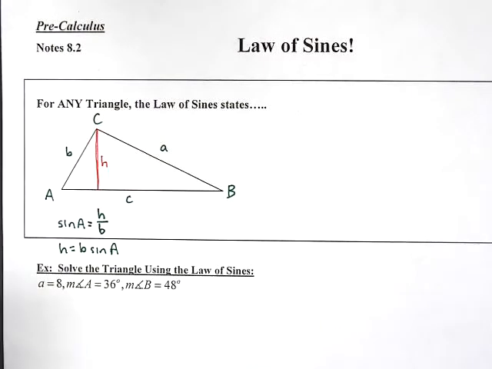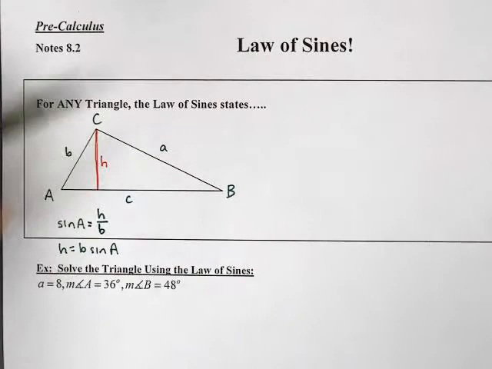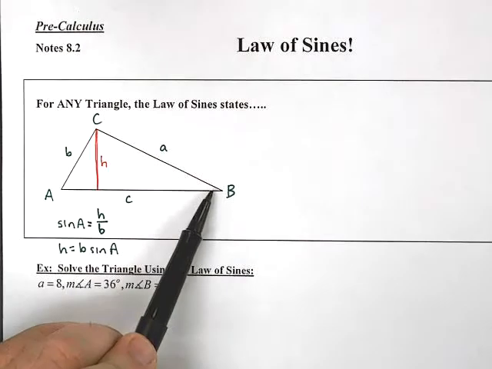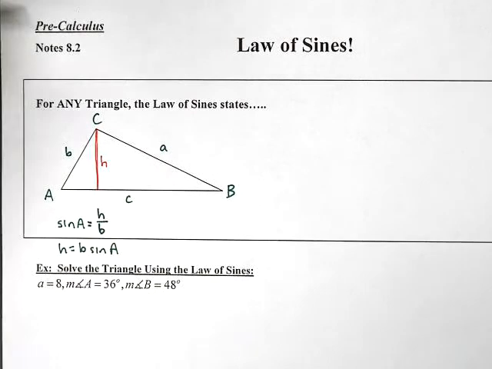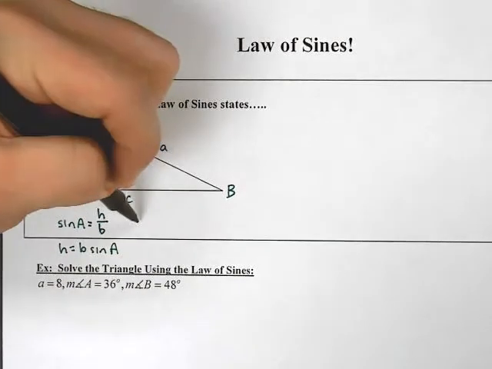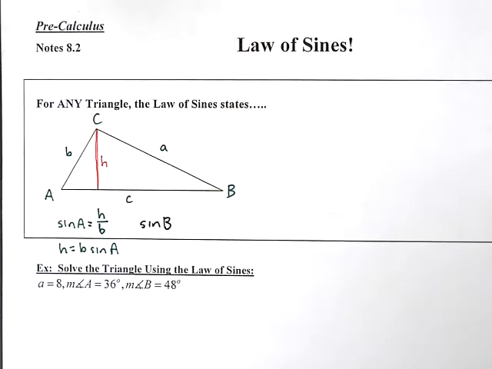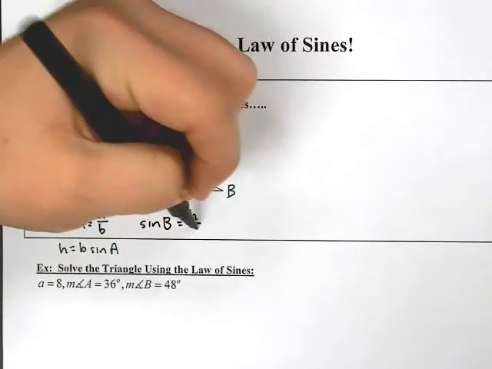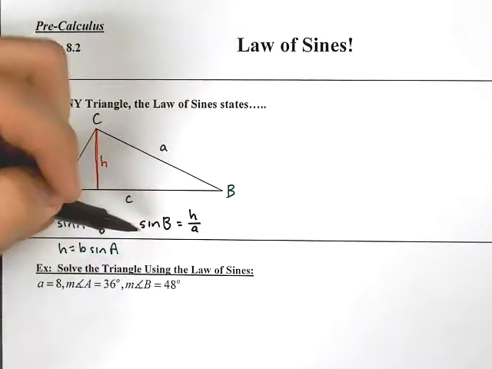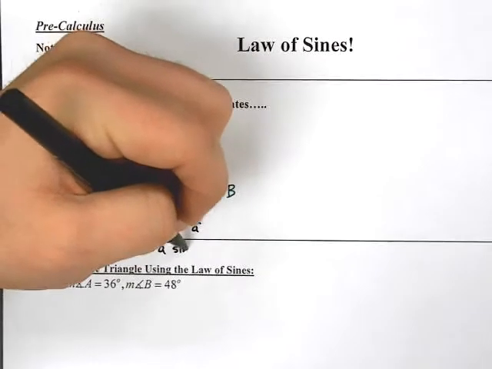Now what happens if we do the exact same thing but with the right triangle? Now I'm using angle B. H is still opposite, but now I have a different hypotenuse, it's A. So it's still sine, but now my angle is B, and it's opposite over hypotenuse, so H over A. When I clean this up, I get H equals A sine B.